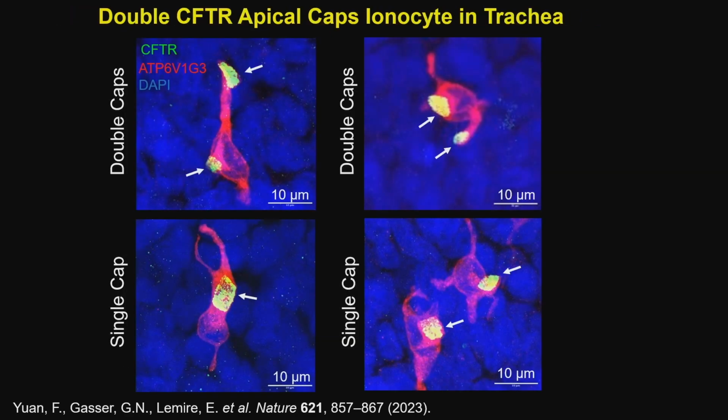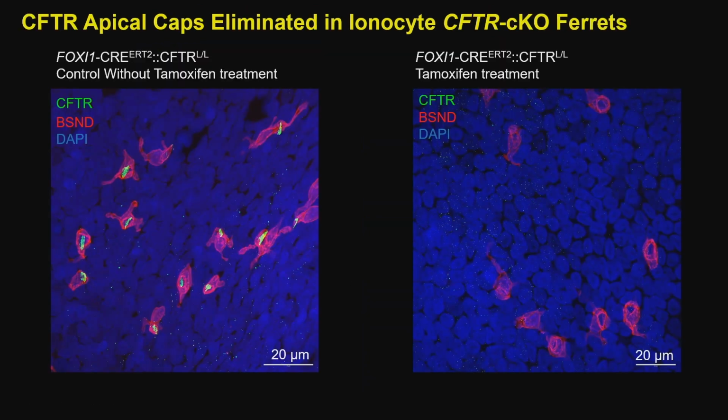Then next we examine more ionocytes. We found some of the ionocytes have double apical caps, as I show in the upper panel, and some of them just have a single CFTR apical cap, while the function of the double cap ionocytes is still under investigation. Then to further confirm this CFTR apical cap specificity, we generated a FOXL1 Cre ERT2 CFTR fluxed ferret.